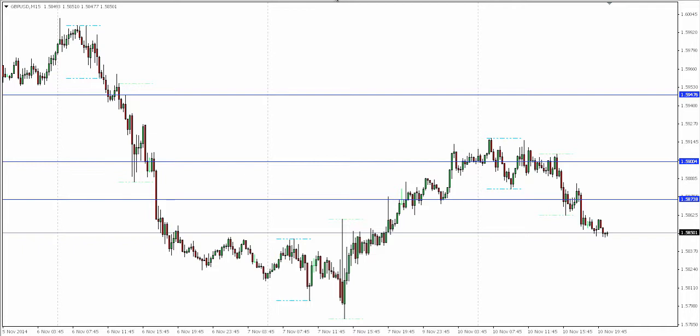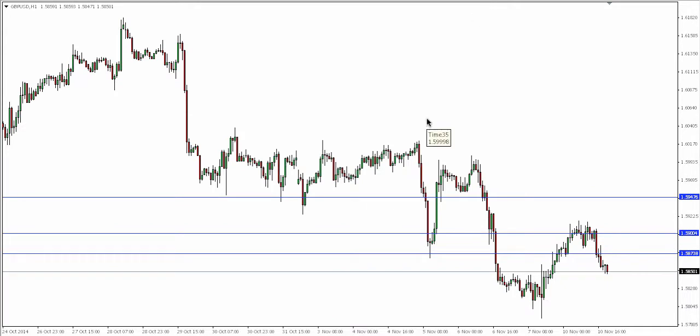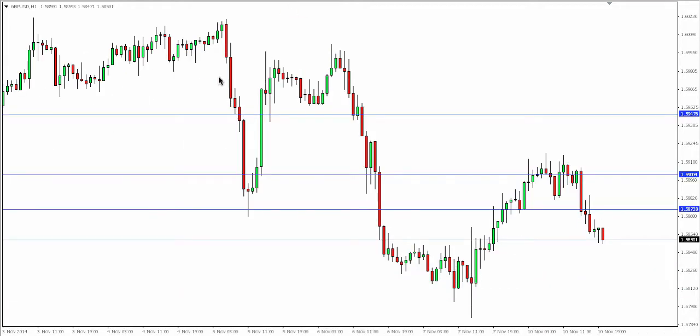Anyways, pretty nice setups on both cable and the Euro. First I'm going to show you the setup I had yesterday and also today with very small stops. This is the 15-minute time frame. Let me jump to the 1 hour time frame.